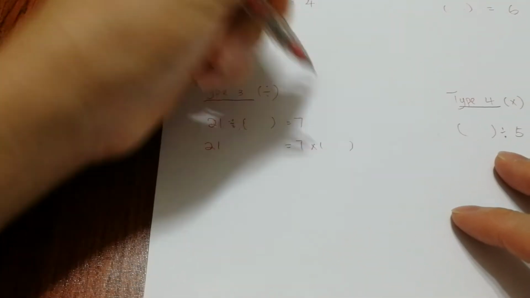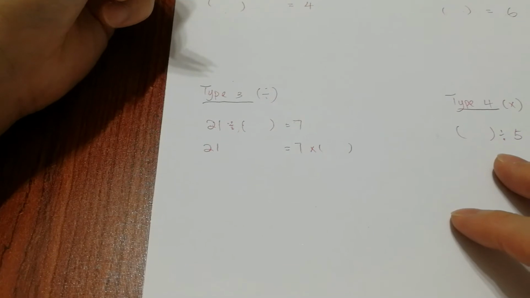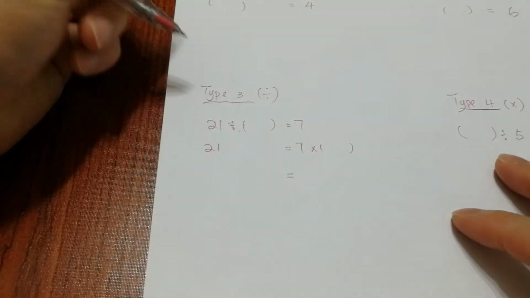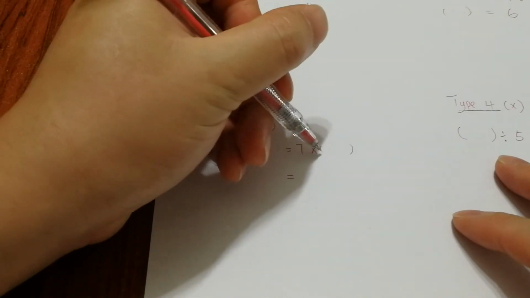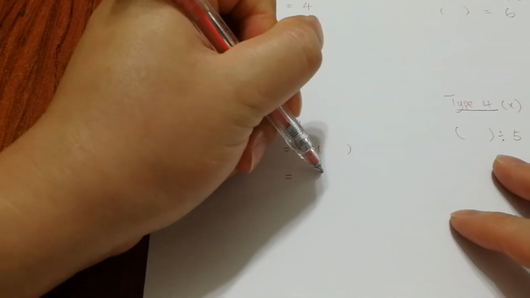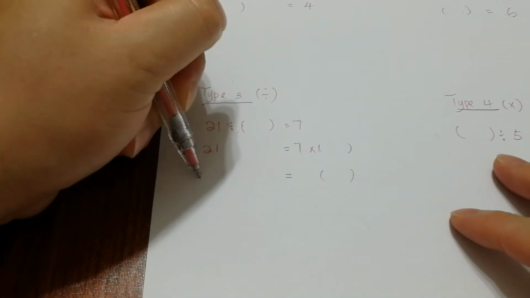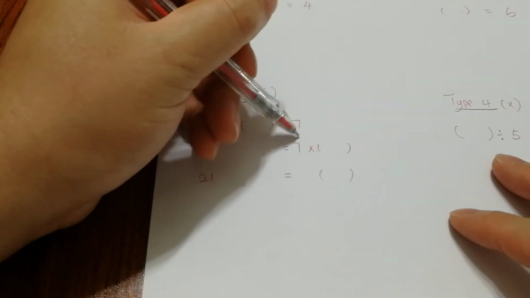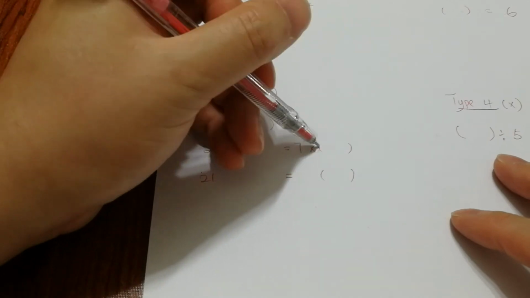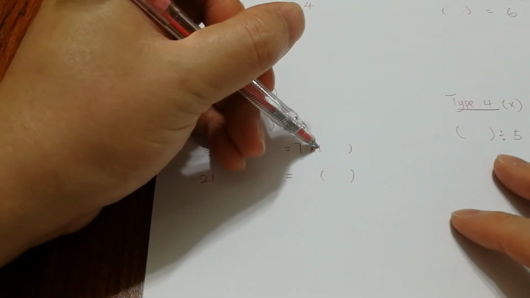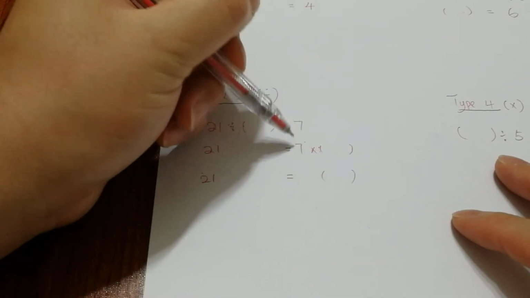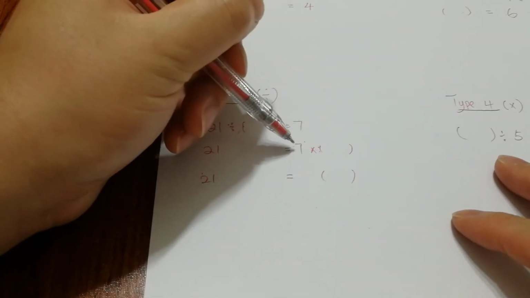Times bracket. So what's next step? Next step, we are going to move. Are we going to move the bracket already? No, we are going to write back this bracket and write back this 21 and the equal because we are going to move the 7. When the bracket in front of the bracket is plus and times, we don't move it, we move the other thing, that is the number.